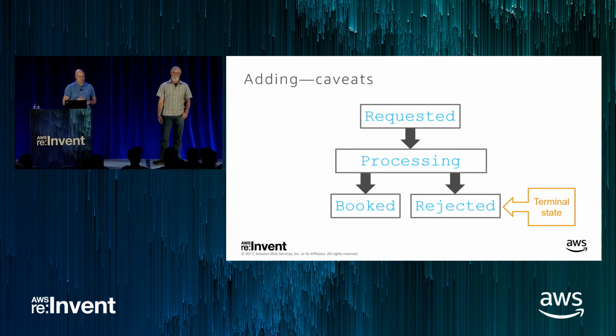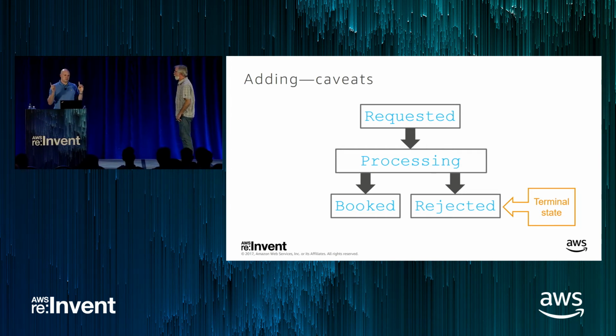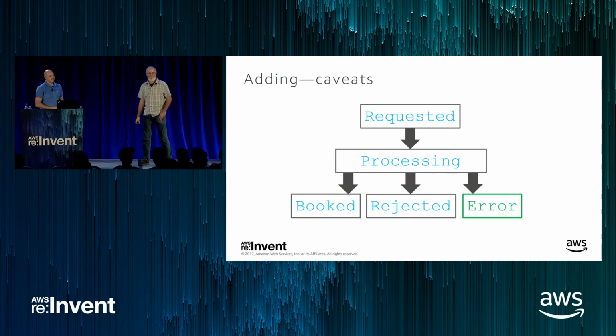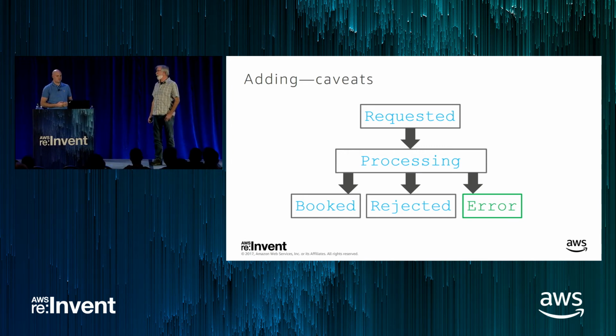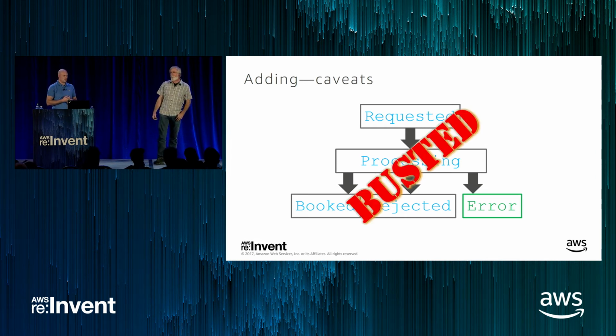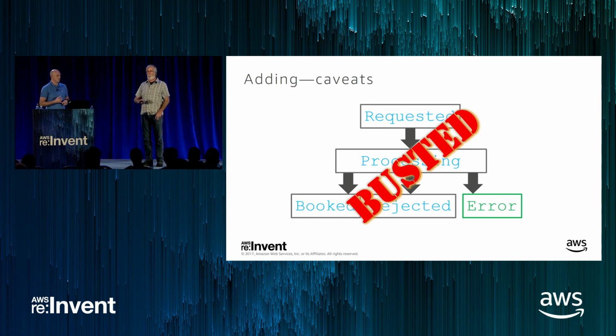Sure. Okay. Well, do you want the bad news first or the good news? Give me the bad news. So let's imagine we've added a third terminal state, like we said. We've split rejected into rejected and error. So if we think about what an old client is doing, polling on this, if it's looking for booked or rejected and receives error, it's just going to poll forever. It's never going to accept that state. So that's a breaking change. So adding terminal states or adding forks in a workflow is something that will break clients that are in the field.